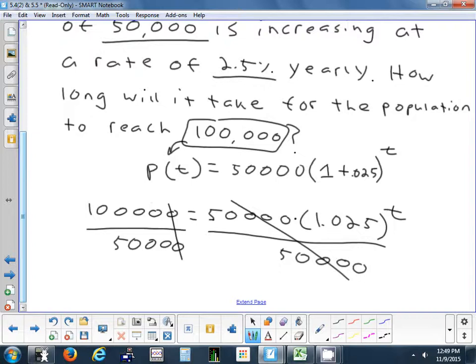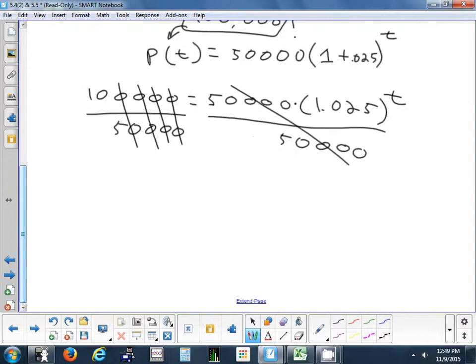That's gone. And on this side, just cross out as many pairs of zeros as you can. So what am I left with on the left? 2 equals 1.025 to the t. Now, why can't you just solve this using basic algebra? Like add, subtract, multiply, and divide. What makes this equation different? It's not something you'd see in Algebra 1. The variable is in the exponent. Right. The variable is an exponent.